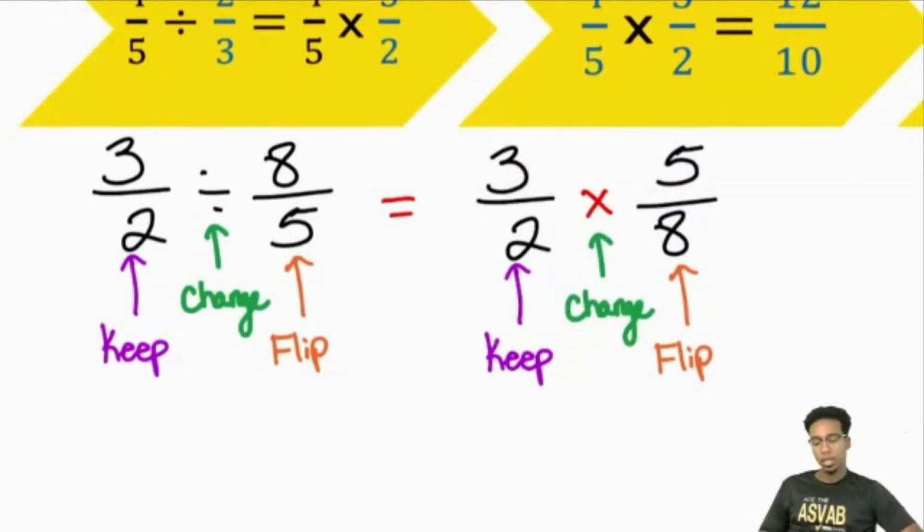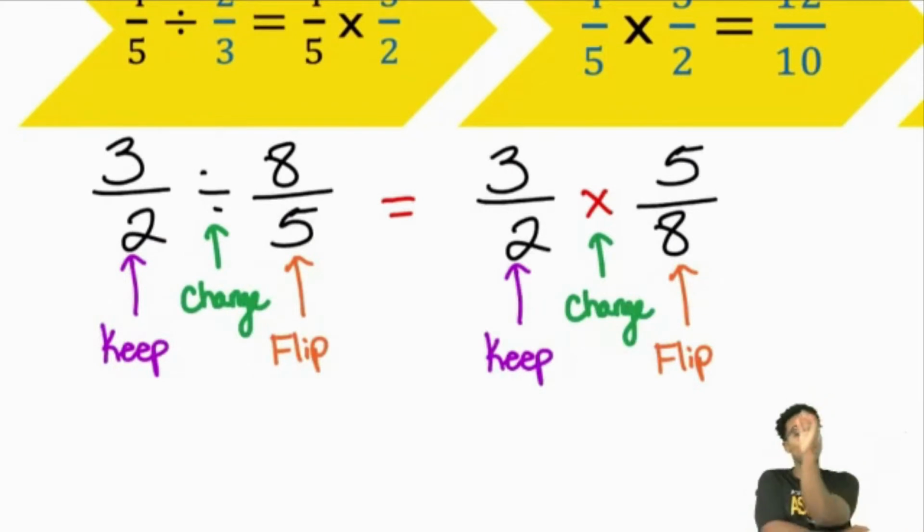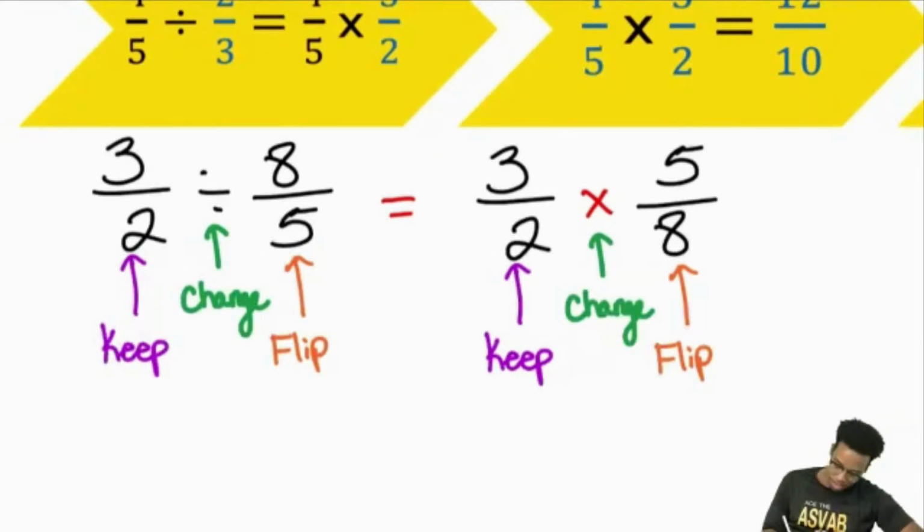Boom. Yes or no, everybody? Are we good on that? Just the 3 steps. Keep, change, flip. Keep it the same. Change the operation. Flip the fraction. Cool. And then after that, now you're just multiplying fractions. So you just go straight across and you're set. So there you go. Multiply across.